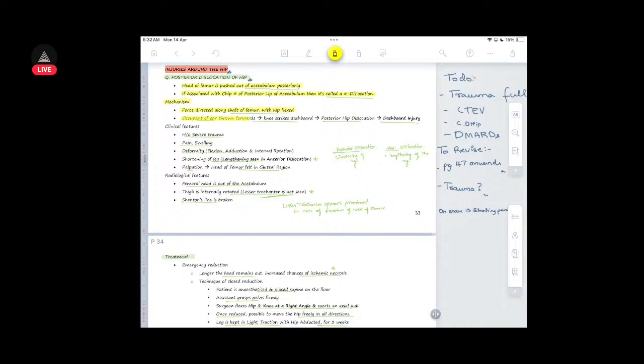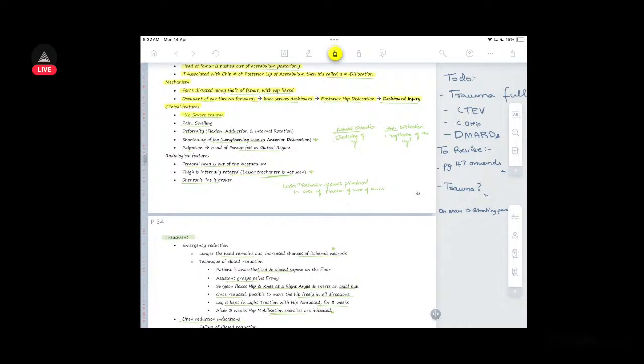So an occupant of the car, if they are thrown forwards and the knee strikes the dashboard, there is posterior hip dislocation. This is called a dashboard injury. Clinically, they have a history of severe trauma, pain, swelling, road traffic accident. There will be deformity: flexion, adduction, and internally rotated leg. There is shortening of the leg; lengthening is seen in anterior dislocation, important. On palpation, the head of the femur is felt in the gluteal region.